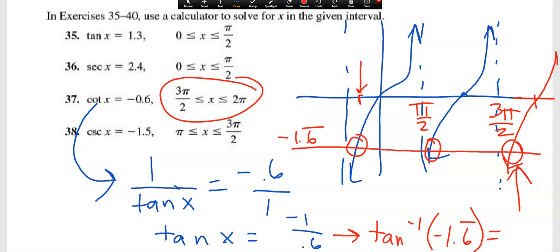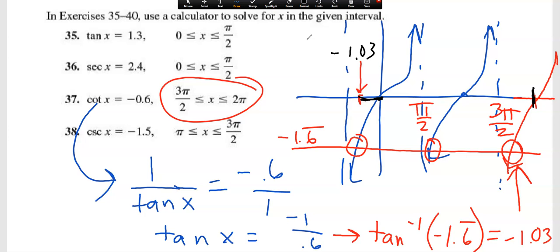What'd you get? Negative 1.03. Let's just go with that for now. Okay? Good enough? What is the distance between 0 and negative 1.03? Does anybody know the distance between 0 and negative 1.03? 1.03, thank you so much.